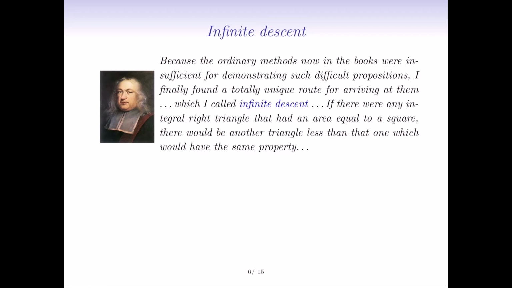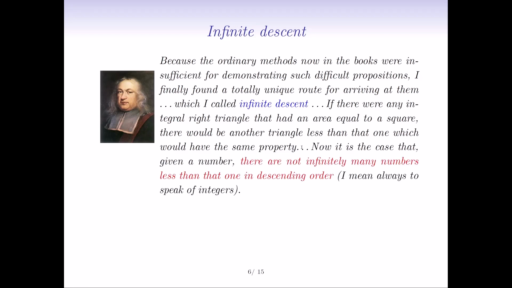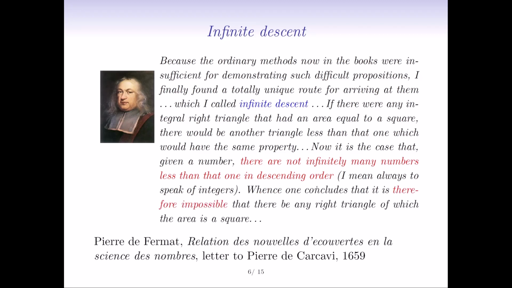So it would also be right-angled, it would also have integer length sides, but it would be smaller than the first triangle. Now, it is the case that given a number, there are not infinitely many numbers less than that one in descending order. He says he means always to speak of integers, but he also doesn't mean negative numbers, so we're talking about natural numbers here. So, yes, it's true. For any particular number, we cannot decrease it infinitely many times before we hit zero. "Whence one concludes that it is therefore impossible that there be any right triangle of which the area is a square." And that's true as well.